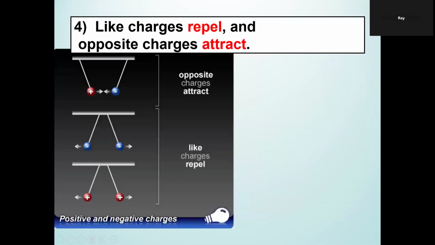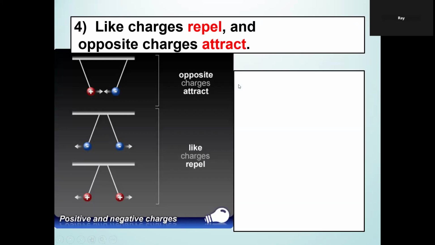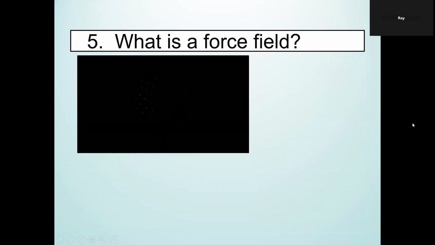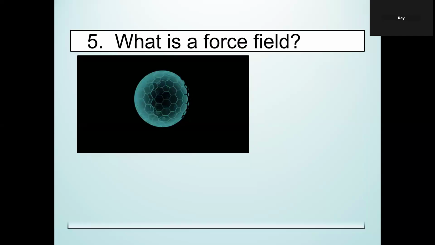Like charges repel and opposite charges attract, or unlike charges attract. Electrons may be removed from a neutral atom, leaving the atom called an ion with a net positive charge. Atoms may also acquire excess electrons and become negatively charged ions. Right? So unlike charges or opposite charges attract; like charges, negative and negative repel, positive and positive repel. Right? This is just to illustrate the force field.